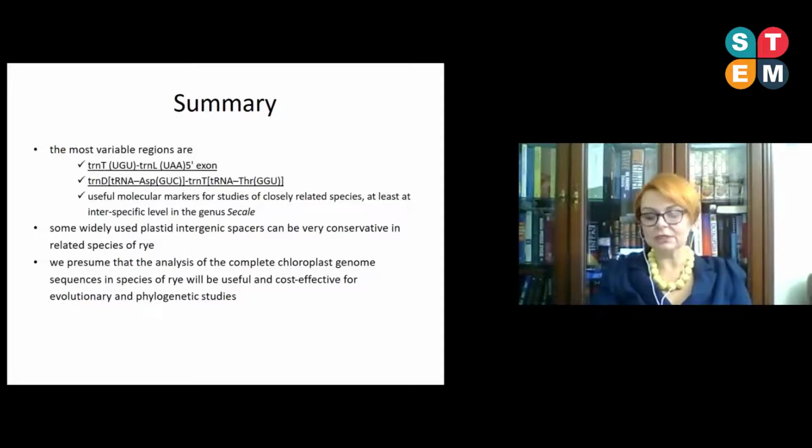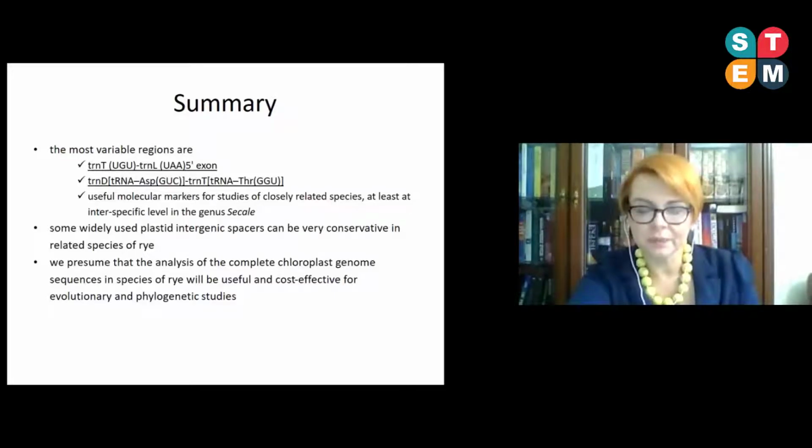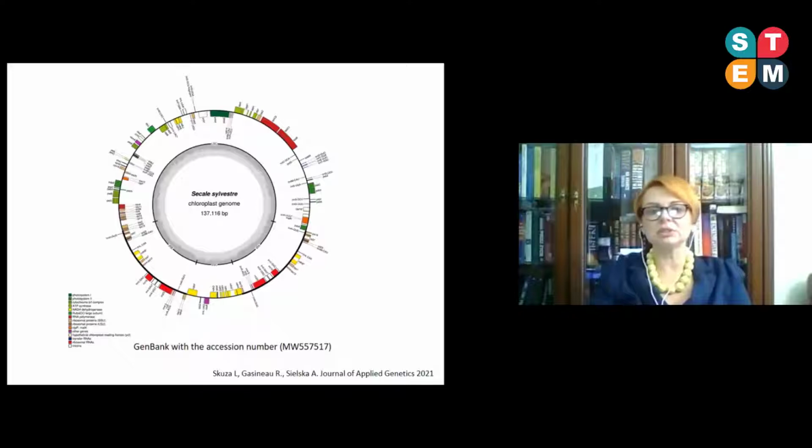Therefore, we have started a project of sequencing chloroplast DNA of Secale species. We have sequenced 6 chloroplast genomes so far. One species is already published. This is the most distant species, Secale sylvestre. This is the complete annotated chloroplast genome sequence of Secale sylvestre. It is the first complete chloroplast genome that can be used as a reference genome for further analysis.